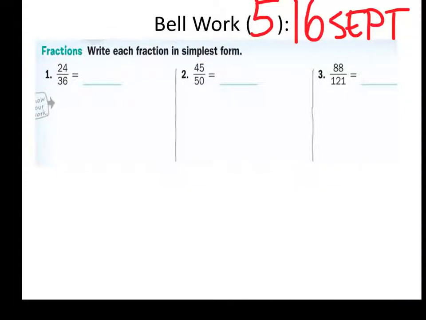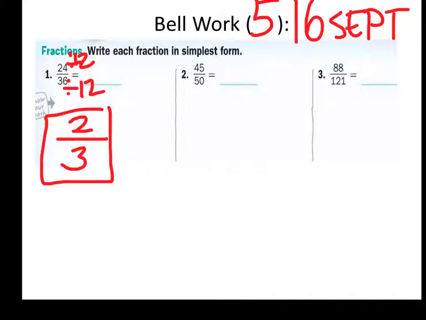Tenths. Okay? If we were to reduce this, what would we divide both the top and the bottom by? 12. 24 divided by 12 is 2, and 36 divided by 12 is 3. Just 2 birds. Okay? 2 birds.